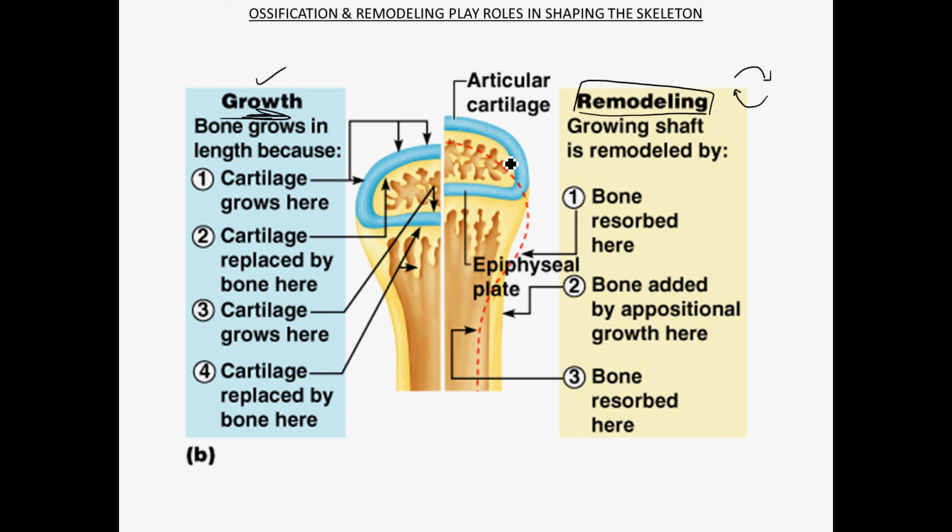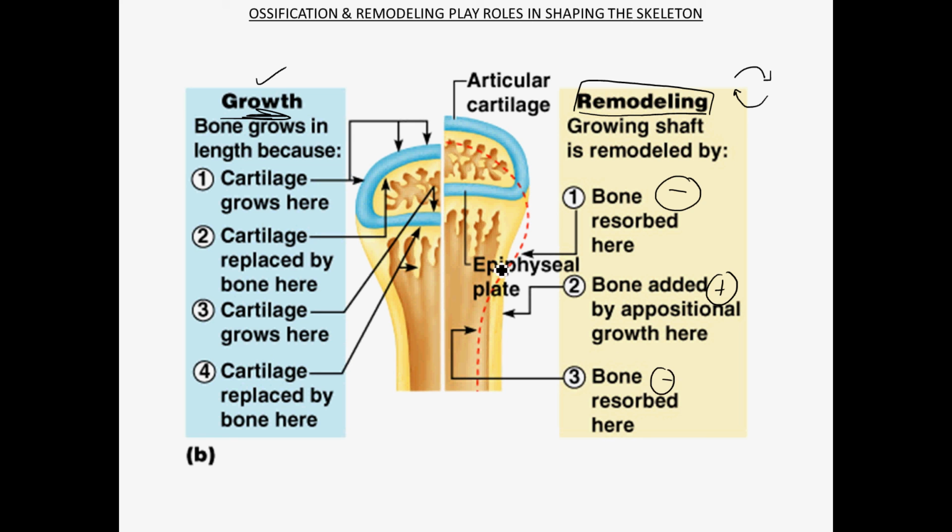And so the different shapes of the bones reflect the different rates of remodeling that's happening here. But you see this bone being resorbed, and so this is sort of a negative process. So the bone is being broken down there, but then bone being added by appositional growth is building that up. And then bone being broken down here.